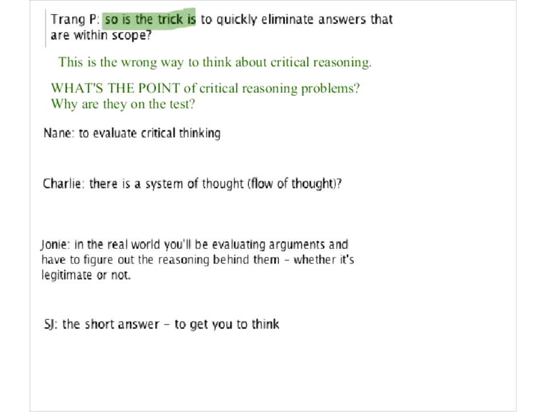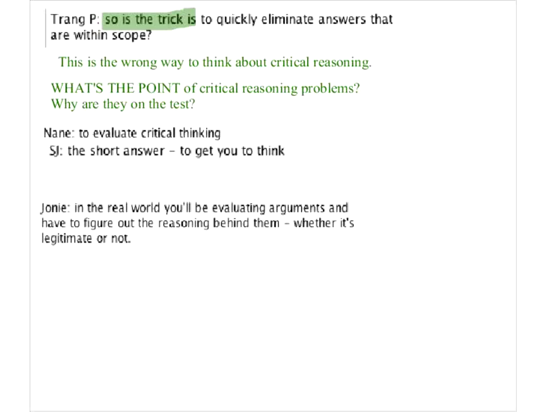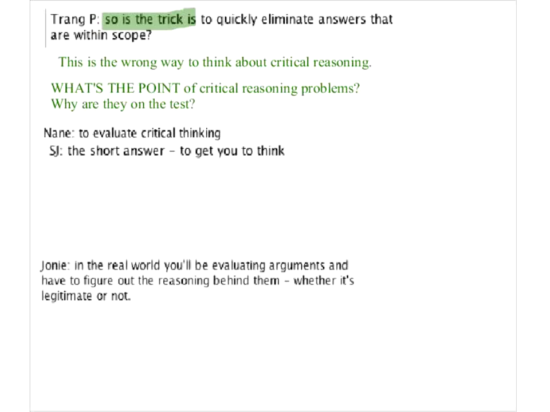Okay, so that is still kind of specific. I'm looking for more general statements, but that's not wrong. So that's good. But let's get that one off the board and talk about these three. So like these, yes, to evaluate critical thinking, to get you to think, as opposed to what? What is that the opposite of? What is the opposite of thinking?